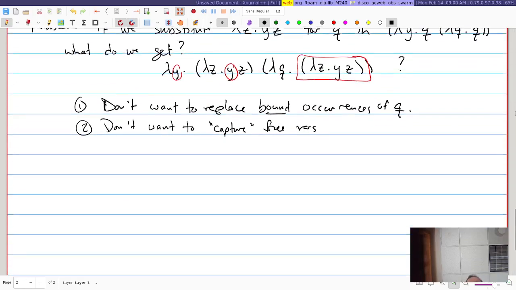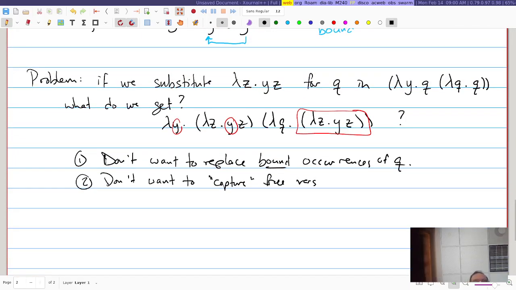So the correct way to do this would be something like lambda b dot yz, lambda t dot q. That would be a correct substitution. Does that make sense? We'll go over this more next time and do some examples.